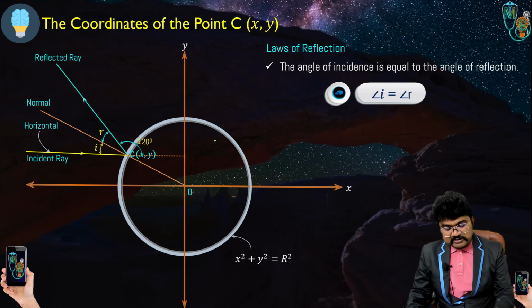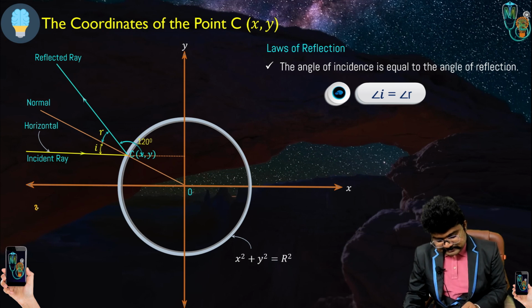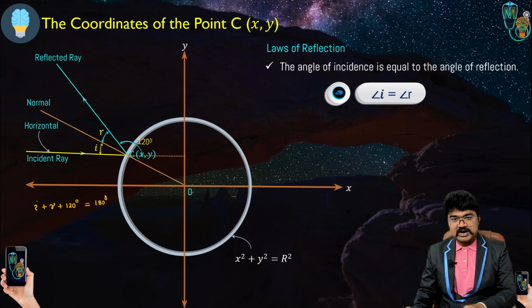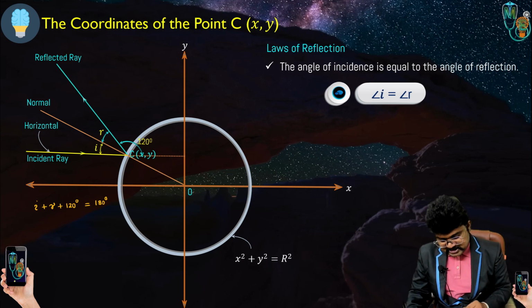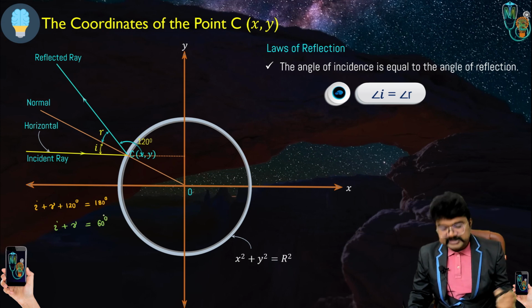Here the total will be I plus R plus 120 degrees equal to how much? 180 degrees. I plus R plus 120 degrees equal to 180 degrees. From here I can write I plus R equals to how much? 60 degrees. This would be 60 degrees.